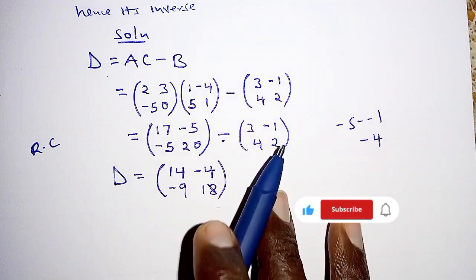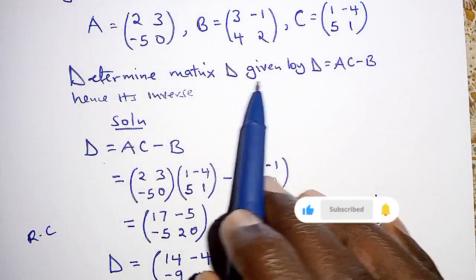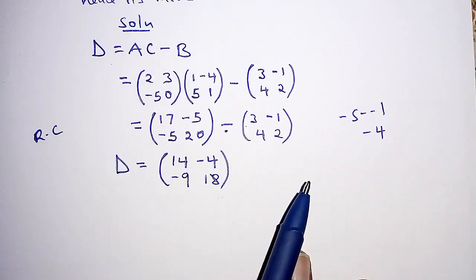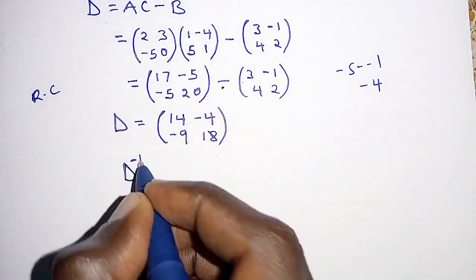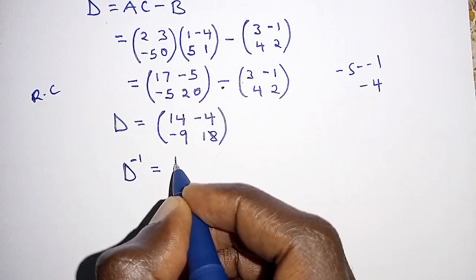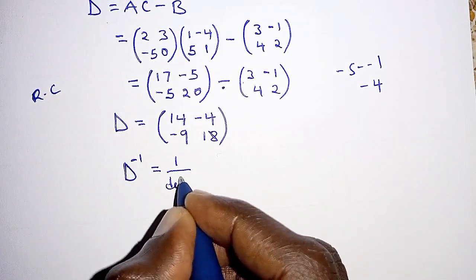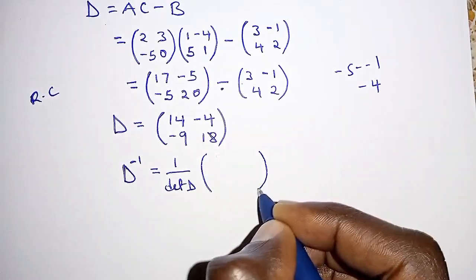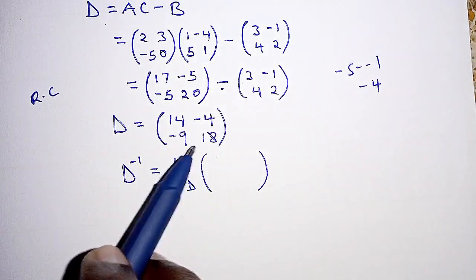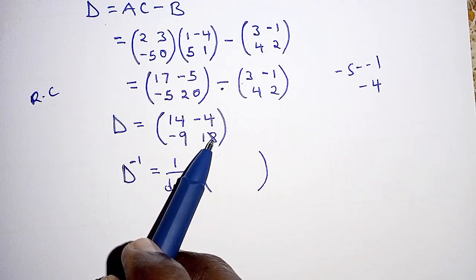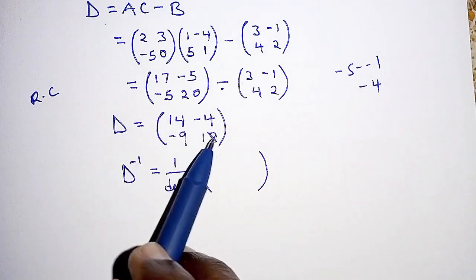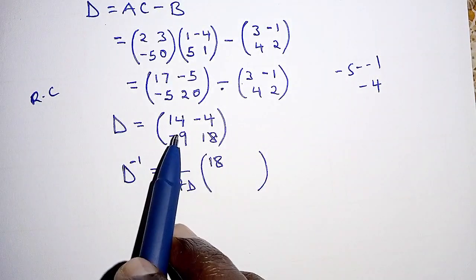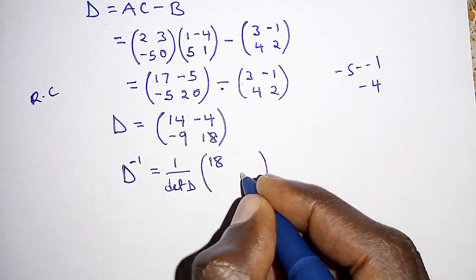The next thing is to determine its inverse. Remember, we're told the moment we've obtained D, we need to find its inverse. The inverse of matrix D is obtained as 1 over the determinant of matrix D into the matrix such that the elements of the leading diagonal are interchanged. So 18 will take up the place of 14, and likewise 14 takes up the place of 18.